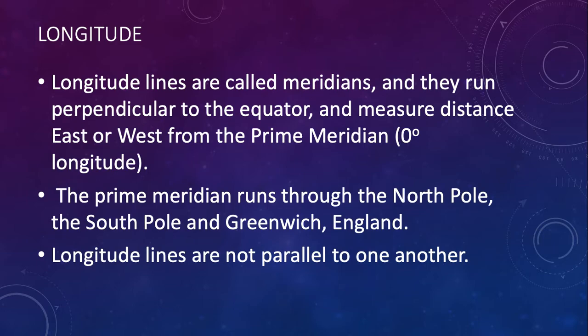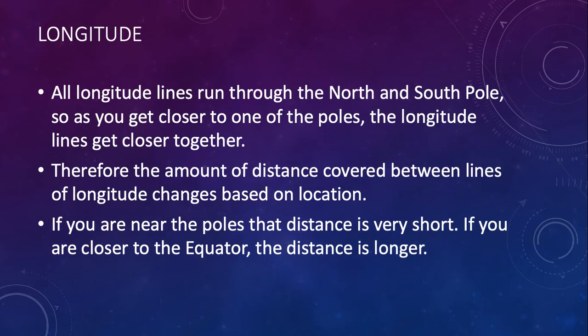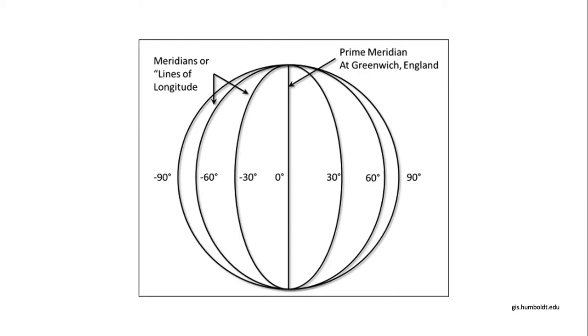Longitude lines are not parallel to one another. All longitude lines run through the North and the South Pole, and as you get closer to one of the poles, the longitude lines get closer together. Therefore, the amount of distance covered between lines of longitude changes based upon your location. If you are near the poles, the distance is very short. If you are closer to the equator, the distance is longer.